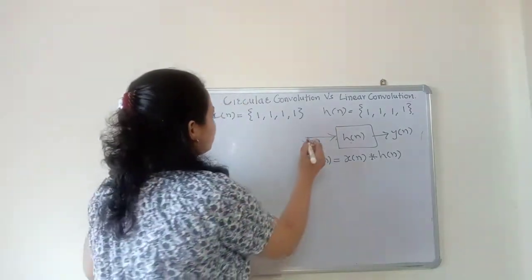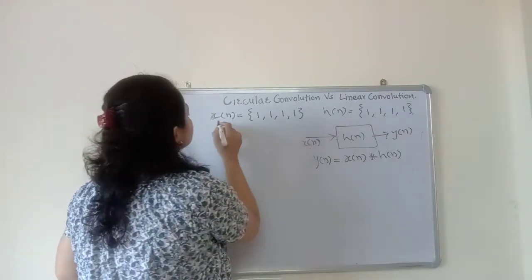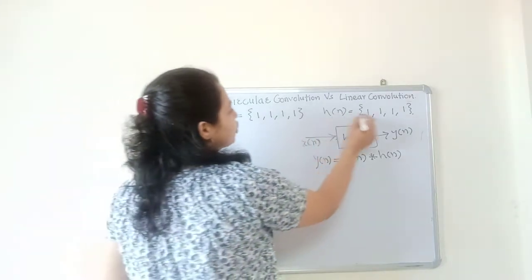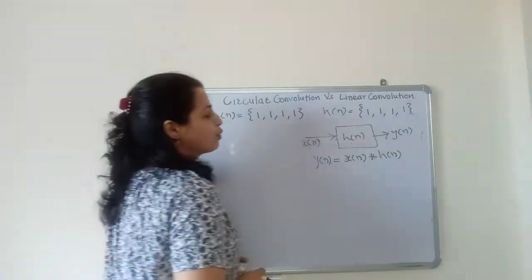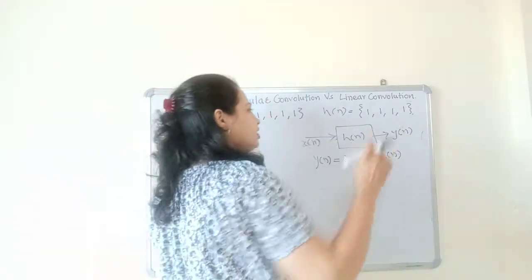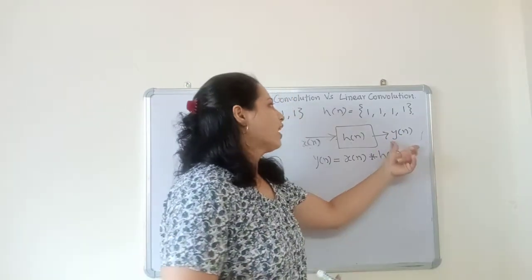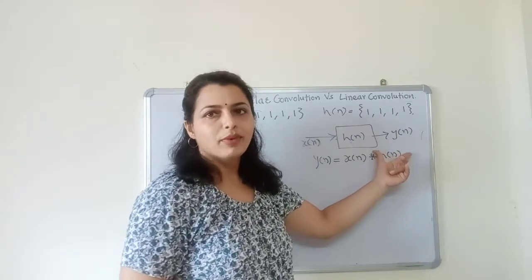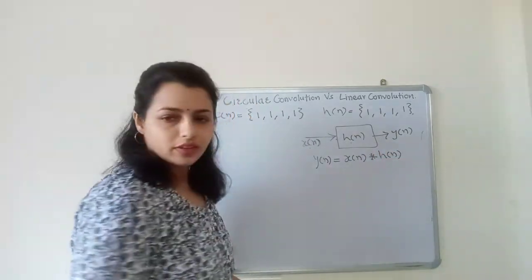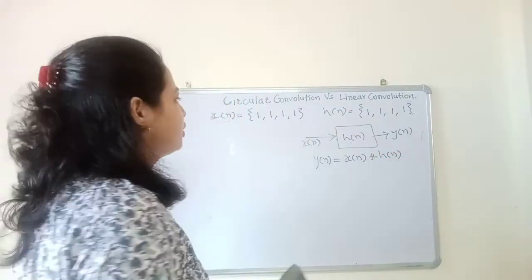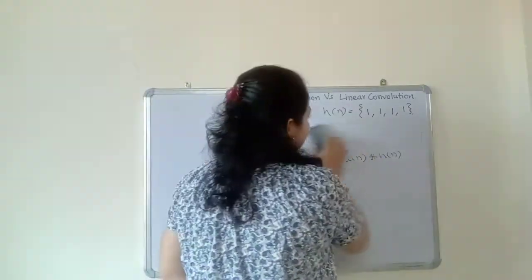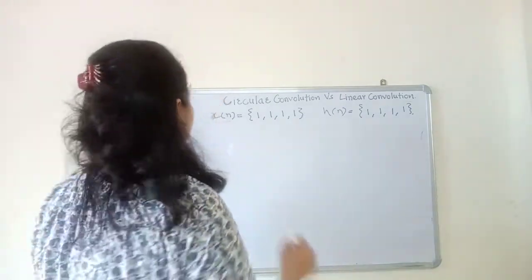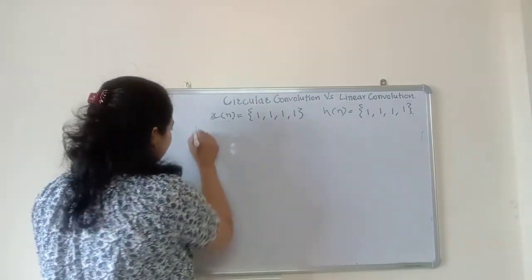Okay. So we have taken two sequences, x1 of n considered as the input, and h of n, the impulse response of the system. So a filtering operation is going on, and the output is taken as linear convolution, because it is a practical operation. So we'll perform linear convolution using the tabular method, because that method is fast.